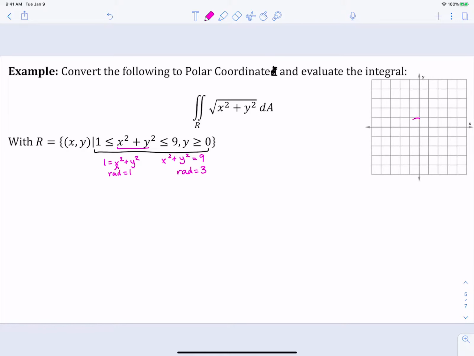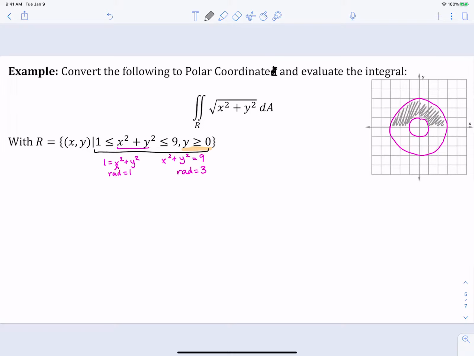So we are looking at a circle with radius 1. There's our circle with radius 3. So we're bounded by that region, but we're also bounded by this part right here that says y has to be greater than or equal to 0. So that's going to have us look at just this upper part of our donut. So it's literally half of a donut.